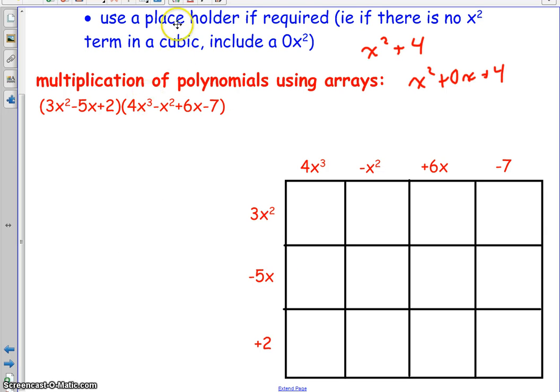I'll do the first one for you. So up here in the top left corner, we have 4x cubed times 3x squared. So just a bit of a reminder of how the exponent rules work.